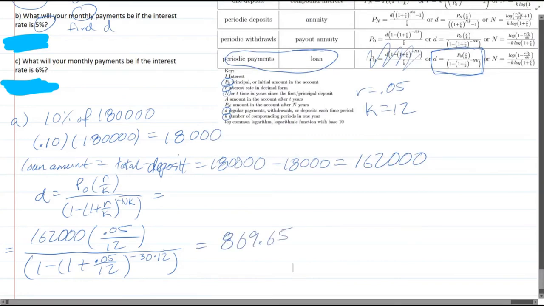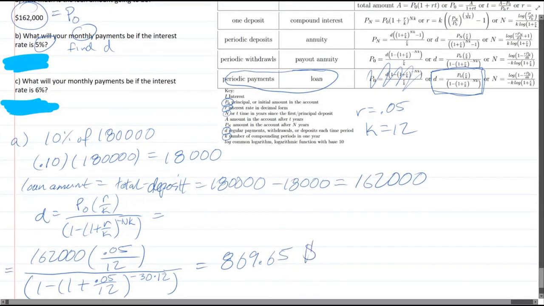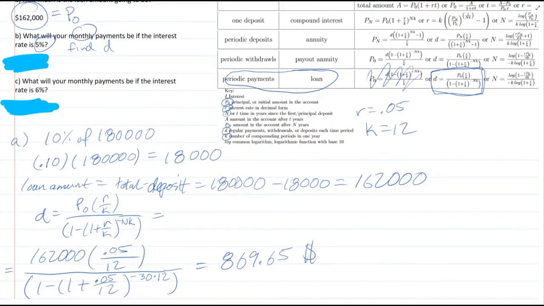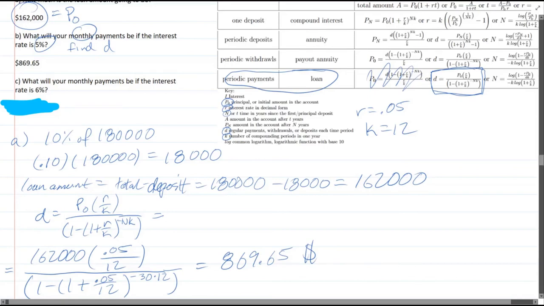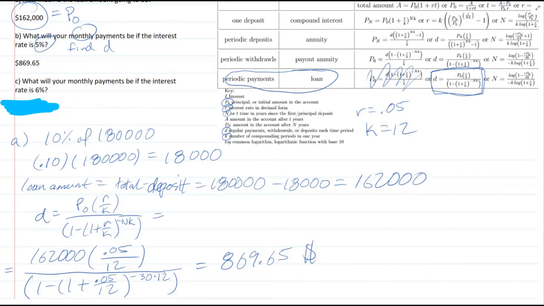All right, so what is this? This is the monthly payments, so that's dollars per month. All right, so we got that.